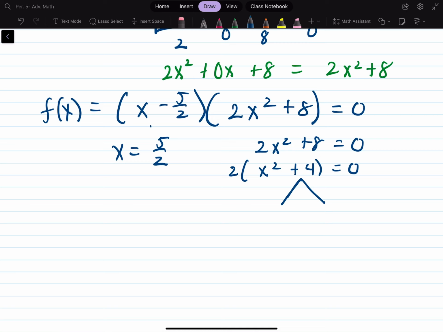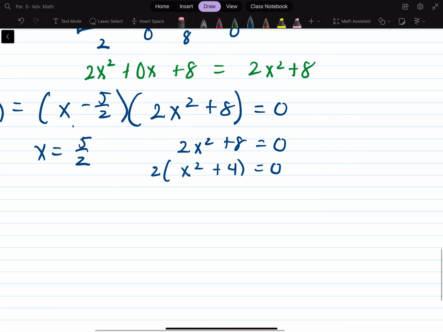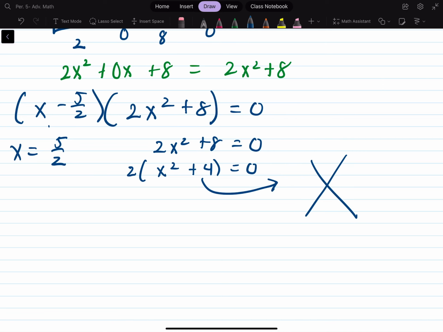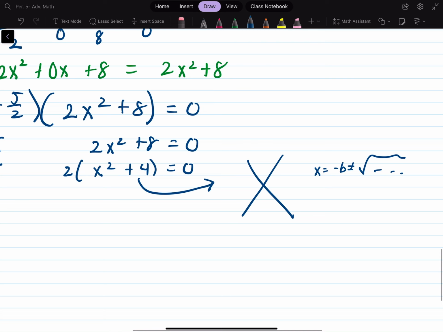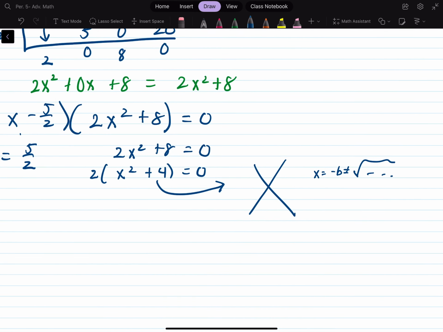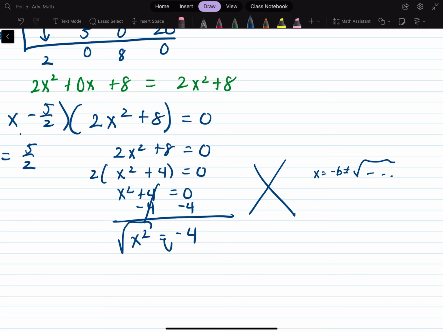Once you set this equal to 0, for this inside part, you can try to use your X method. You can try to use the quadratic formula, that x is equal to negative b plus or minus square root of blah, blah, blah. But there's another method to solving quadratics, which I don't remember if we went over it, but it's essentially solving by taking square roots. And what you should notice here is that you can do x squared plus 4 equal to 0. Subtract 4 from both sides. This eliminates out. You get x squared is equal to negative 4.